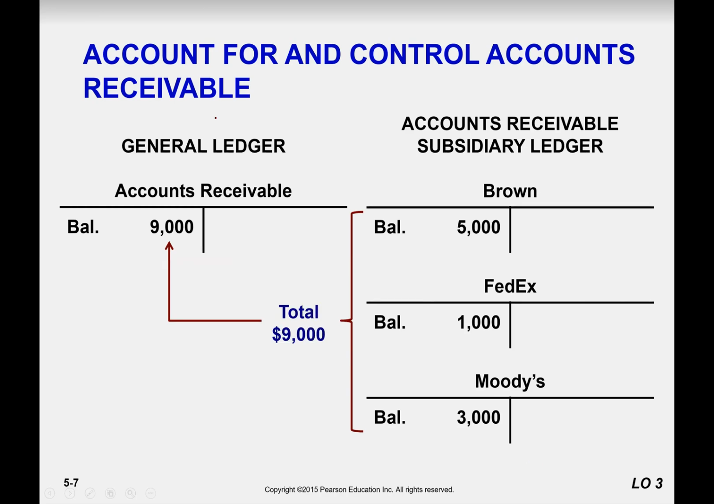So this is the journal ledger. We have accounts receivable, and in accounts receivable we have, for example, a company with 3 customers: Mr. Brown, FedEx, and Moody's, right? But accounts receivable is showing you 9,000. It won't show you which customers that 9,000 belongs to.